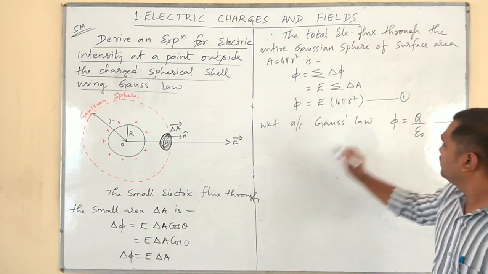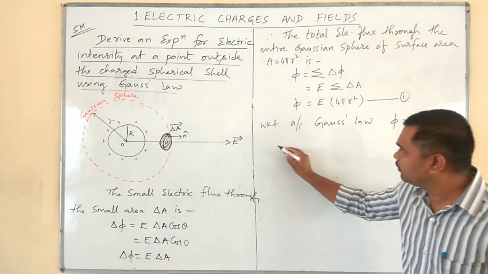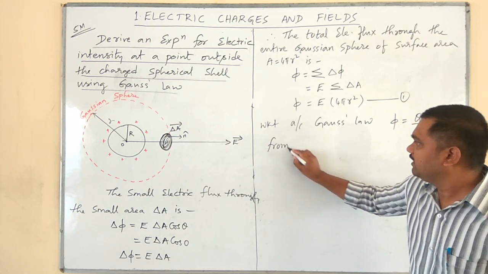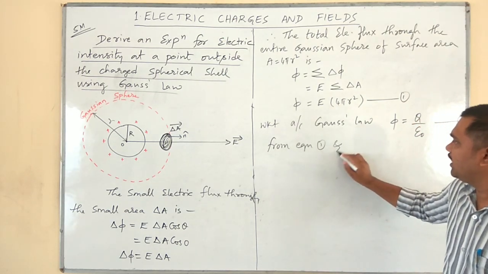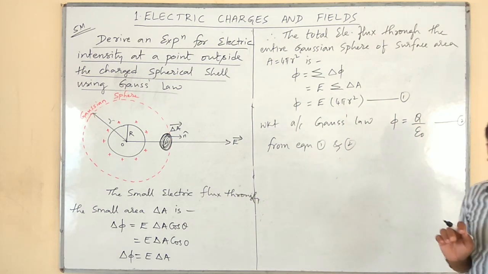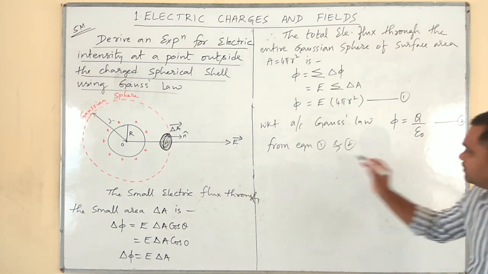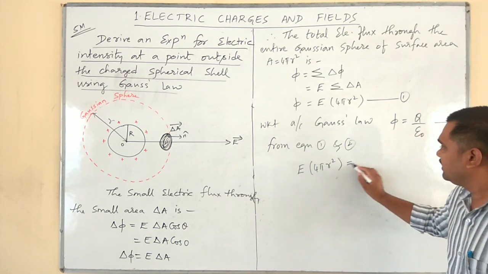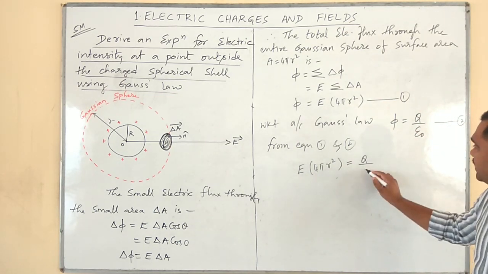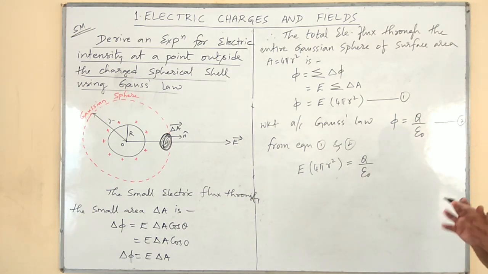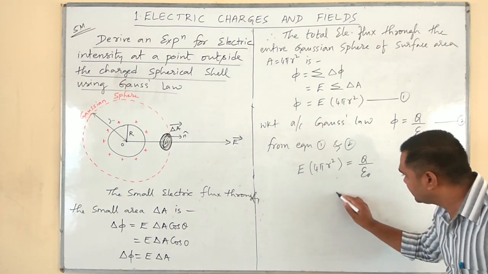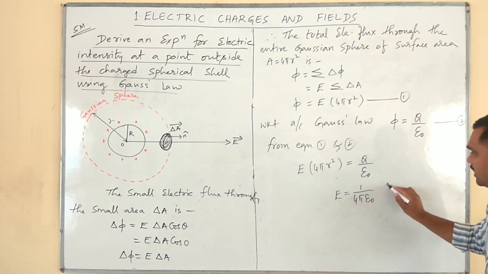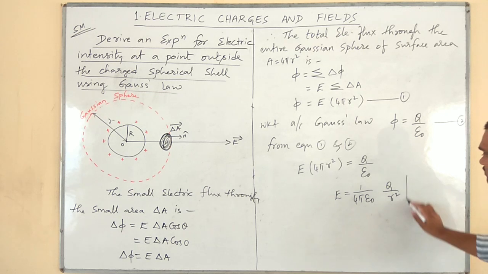Now let us compare equation 1 and 2. From equation 1 and 2, LHS are same, therefore RHS has to be same. RHS says E into 4 pi r square is equal to Q divided by epsilon naught. On rearranging the terms, what we get here is E is equal to 1 by 4 pi epsilon naught Q divided by r square.